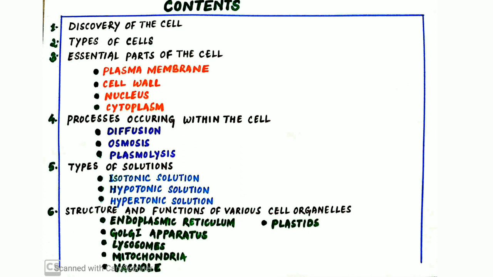The contents to be covered in the chapter are the discovery of the cell, types of cells, and essential parts of the cell that include plasma membrane, cell wall, nucleus, and the cytoplasm. Processes occurring within the cell that include diffusion, osmosis, and plasmolysis. Types of solutions that are isotonic solution, hypotonic solution, and hypertonic solution. Structure and functions of various cell organelles that include endoplasmic reticulum, Golgi apparatus, lysosomes, mitochondria, vacuoles, and plastids.